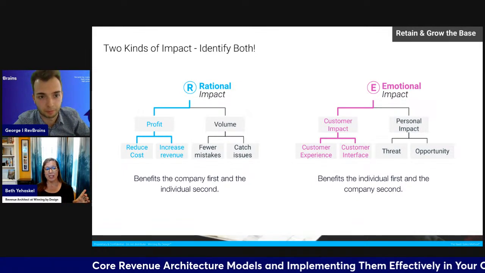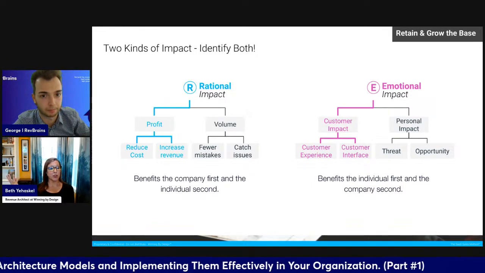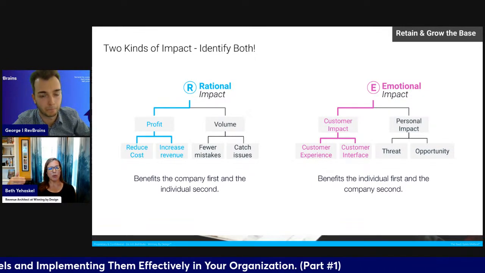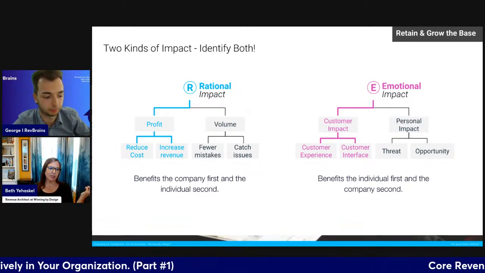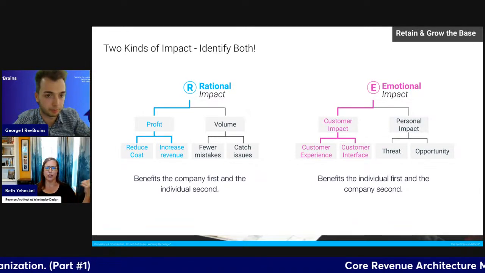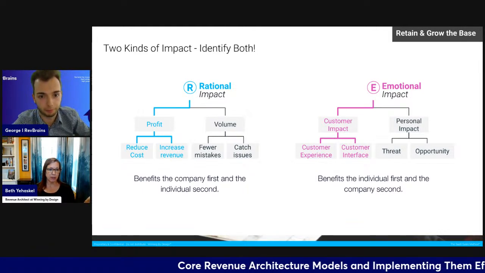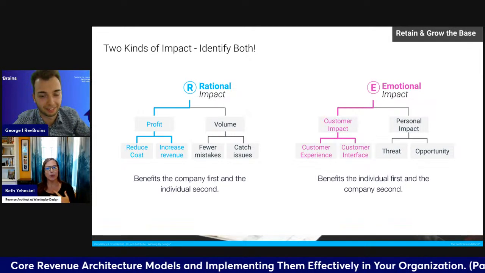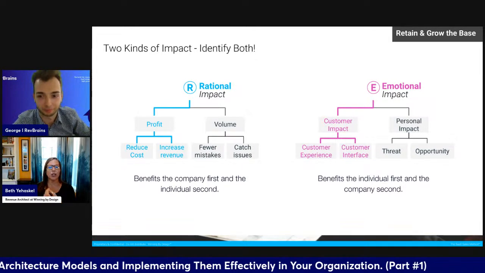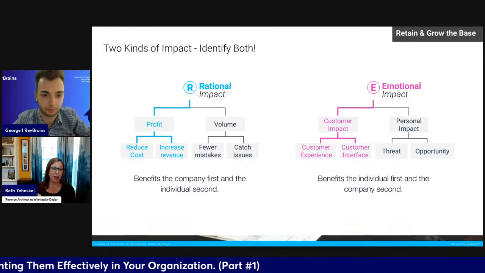But there's actually two kinds of impact, which is important. Very often when we think about impact, we think about features, but it's actually more about what that feature does for us. And there is a rational part to it, which is really what people think about first: reduce cost, increase revenue, reducing time. It's all that measurable stuff, which is important. But as humans, we actually tend to operate from a more emotional place. And so emotional impact sometimes is more important to be aware of.